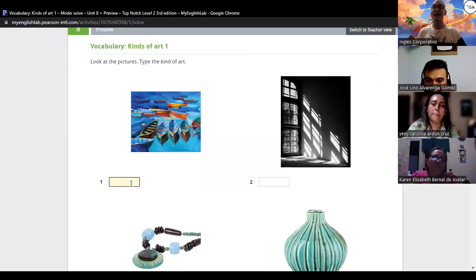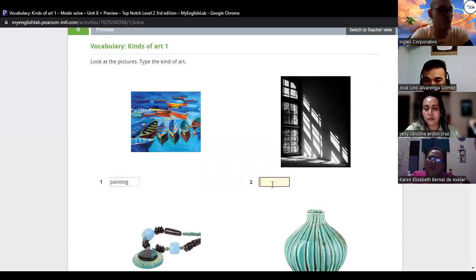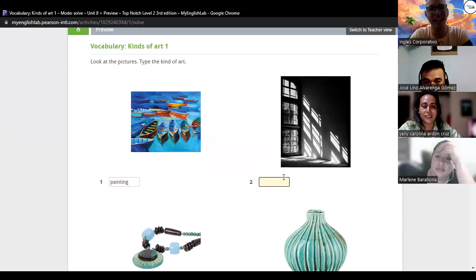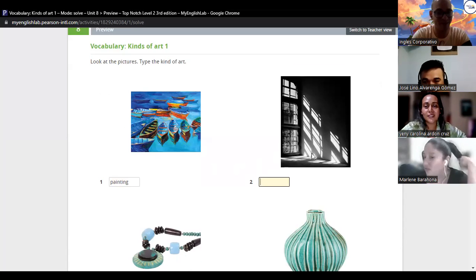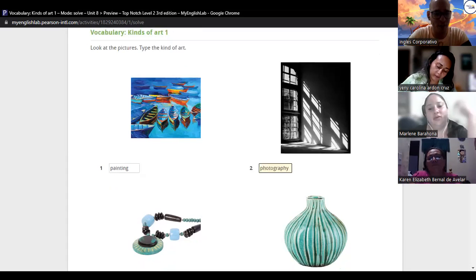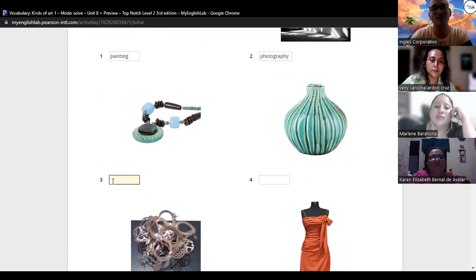Number one, painting. That's correct. Painting. What is this one? No, it is not a window, neither a shadow. What is it? Imagine that you have a camera. What do you do with the camera? What do you obtain from the photographer? A photographer. Photography. That will be. Now let me ask you, what is this kind of art?